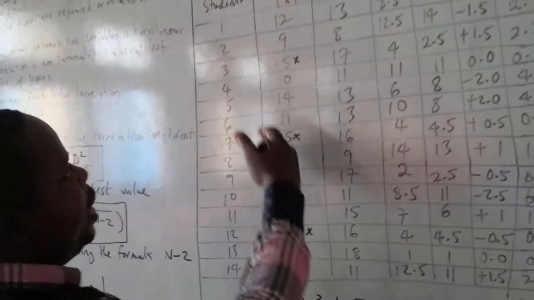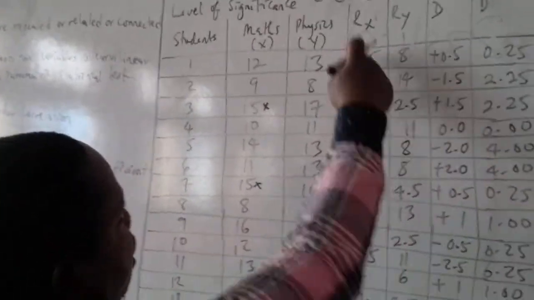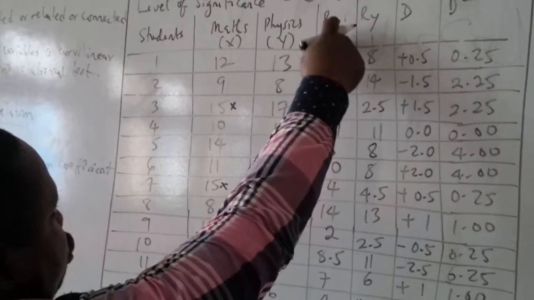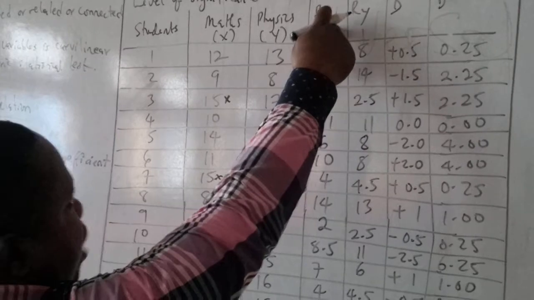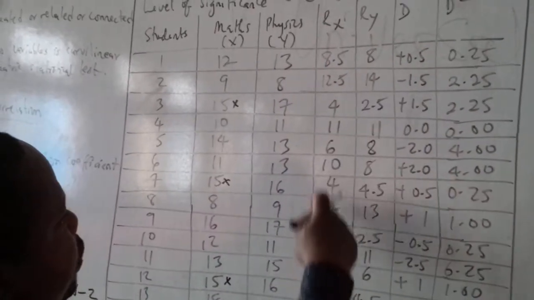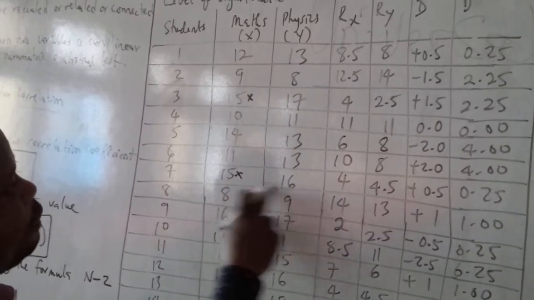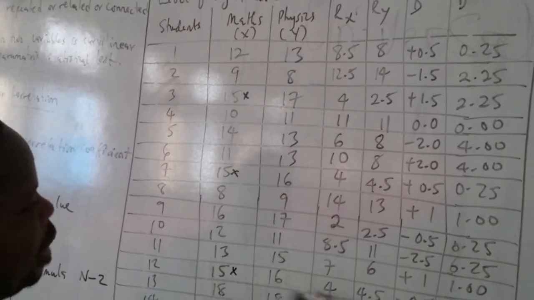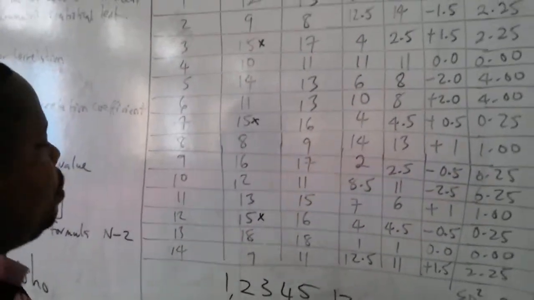That is why anywhere you see 15 in this column, which shows the ranking for mathematics, because mathematics is X, the rank of X, anywhere you see 15, what is there is 4. Look at 15 here, 4. Another 15 here, 4. Another 15 here is also 4. So don't get confused when you get to that point.